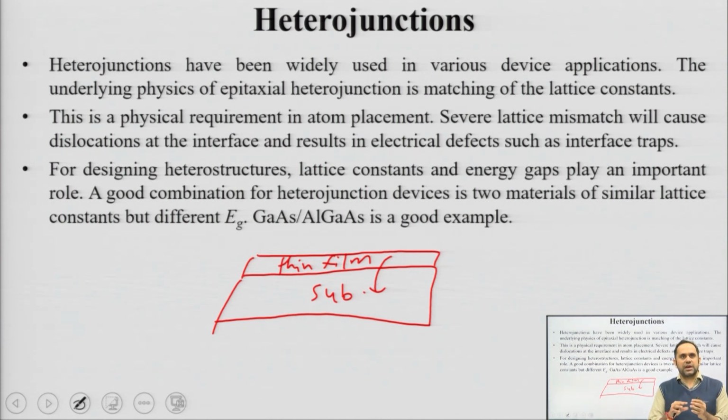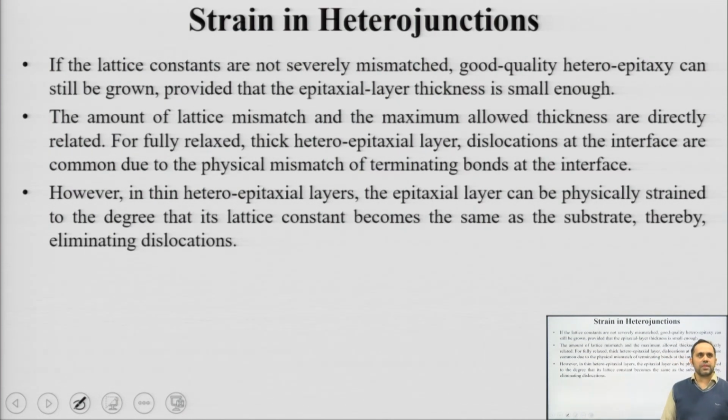Okay. If the lattice constant of the film is lower, it might try to expand its lattice constant and undergo tensile stress. If its lattice constant is larger, it might undergo compression, producing compressive stress. Either way, it is going to produce a lot of interesting electrical properties. Okay. So, lattice constant and energy gap play a very important role whenever we are creating heterojunctions. Okay. As I said, we produce strain when we deposit thin films on large relaxed substrates.